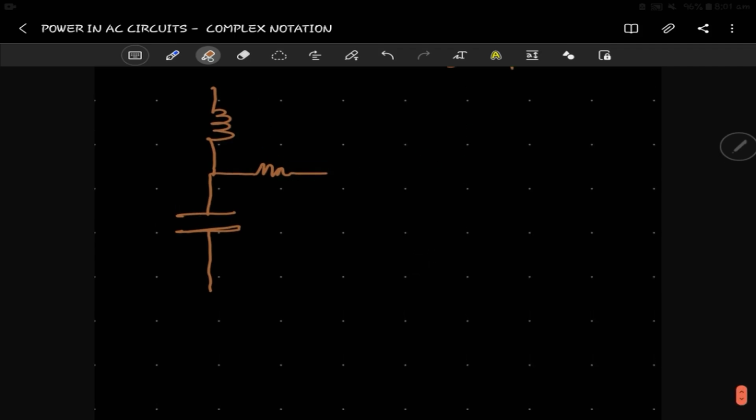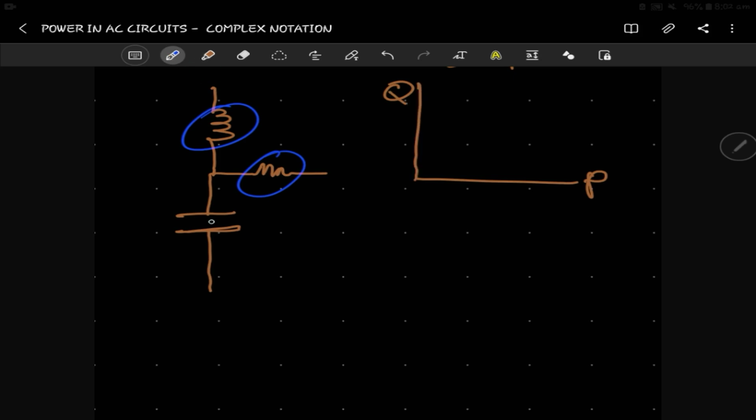We said that the resistor only consumes real power, which we represent as P. The inductor only consumes reactive power, which we represent as Q. The capacitor does not consume any of them, but either supplies reactive power or reduces the consumption of reactive power by the inductor.